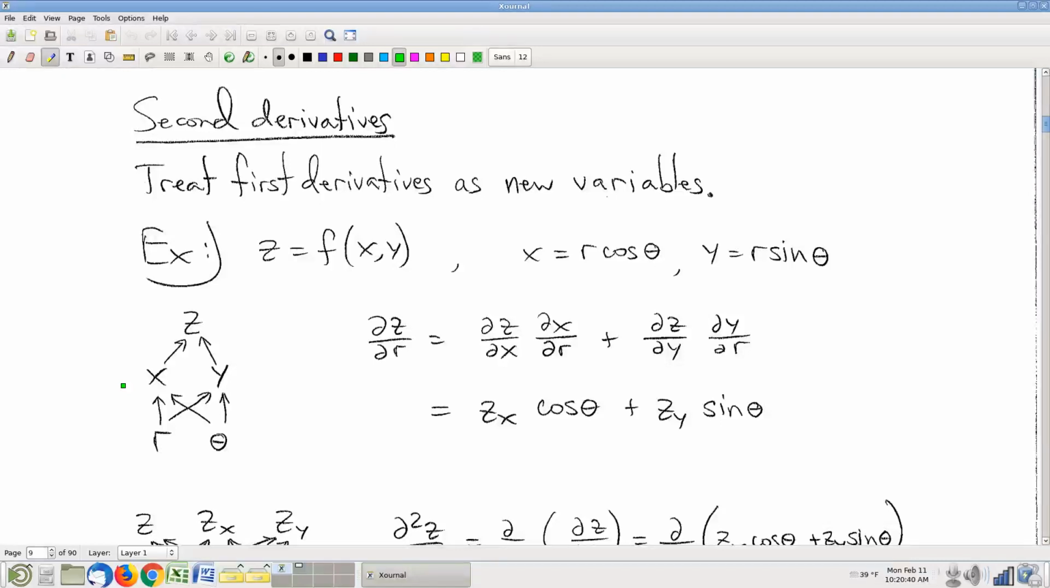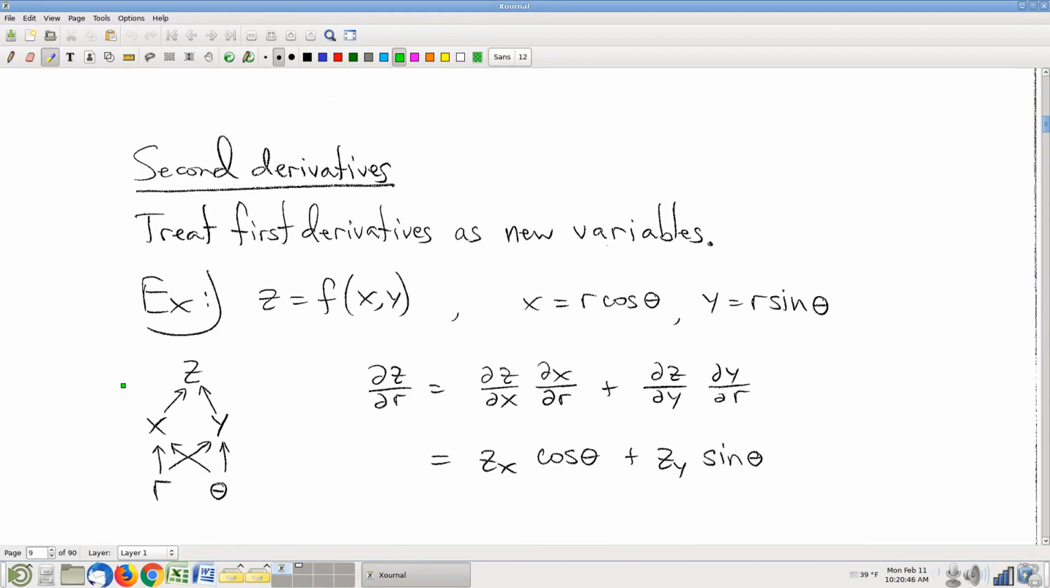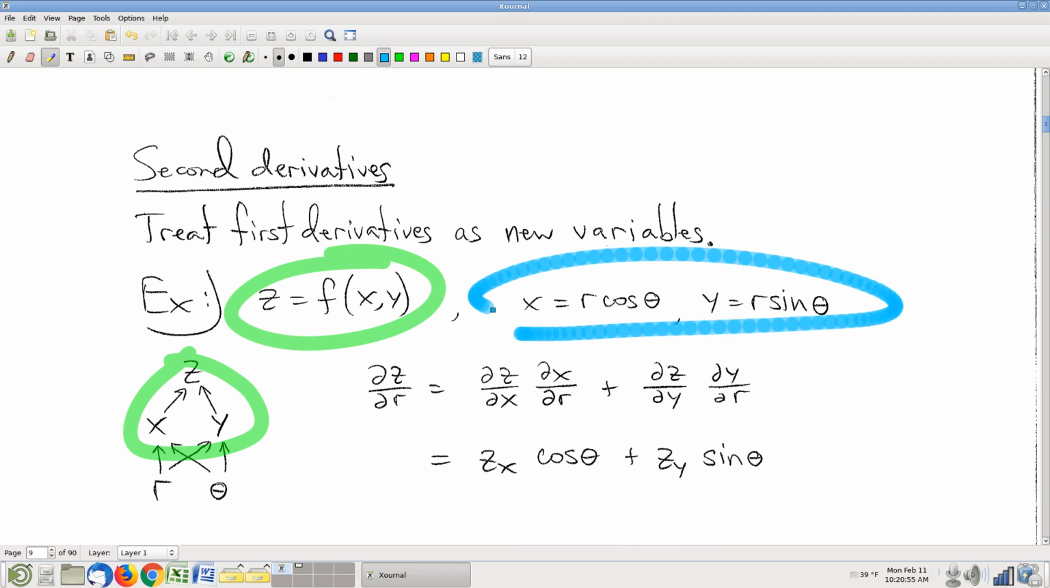Okay, so here's what we were talking about last time, how to do second derivatives with a chain rule. This is a classic first example. So the idea is we're going to suppose that we have z as a function of x and y, and that we also have x and y as functions of r and theta, if you're previously familiar with polar coordinates. And you see why we would do this. Otherwise, don't worry about it. We'll get to that later.